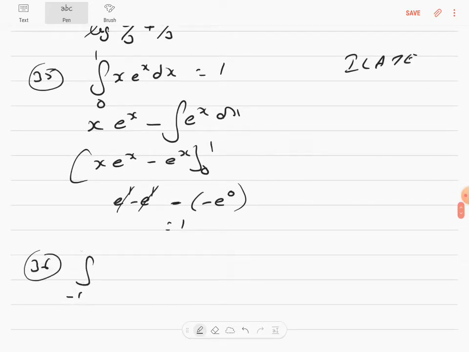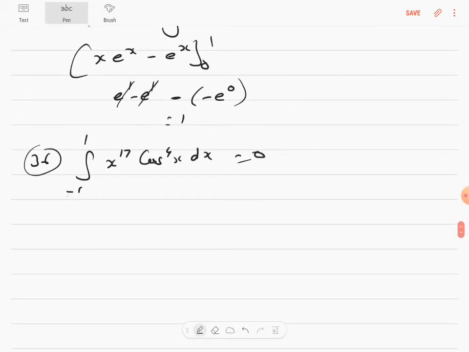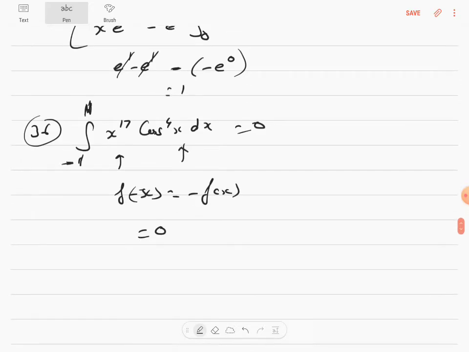So let's go to the 36th question. It's minus 1 to 1, x to the power 17 into cos to the power 4x dx. You have to prove this to be equal to 0. The moment it's minus 1 to 1, you see this is an even power, but here it's an odd power. So anyway f of minus x will turn out to be minus of f of x. So the answer for this is straight away 0. Okay, so the property is: integral from minus a to a of f of x dx will be equal to 0 if f of minus x equals minus of f of x.